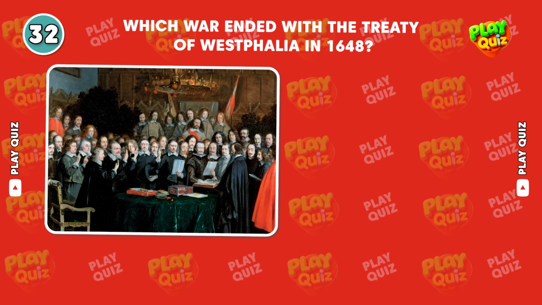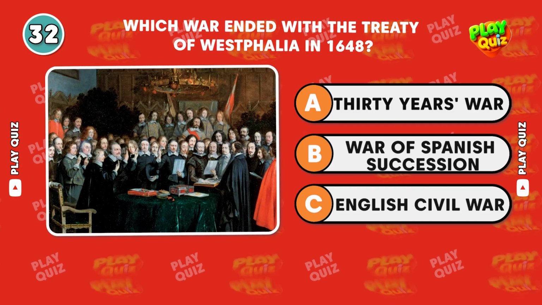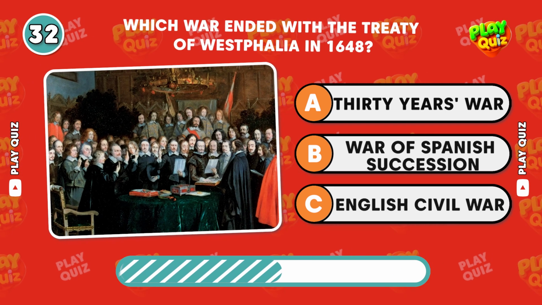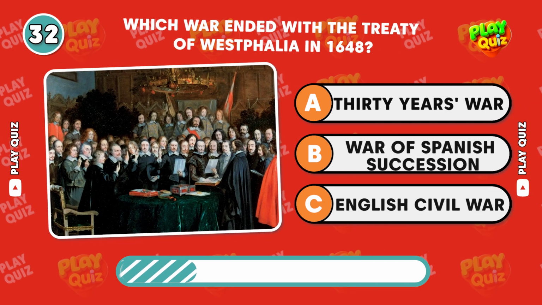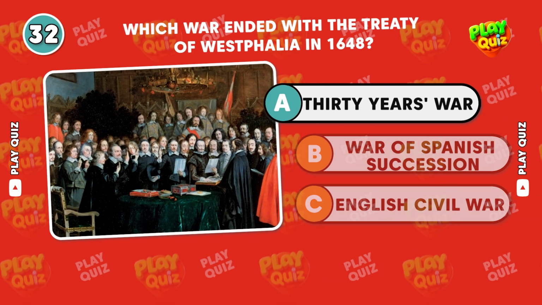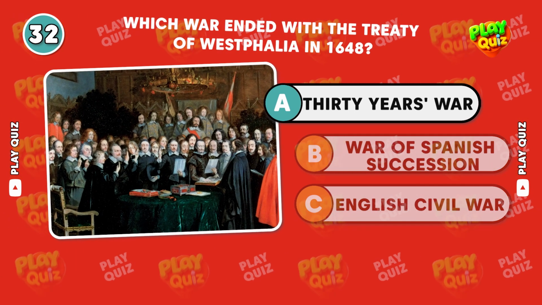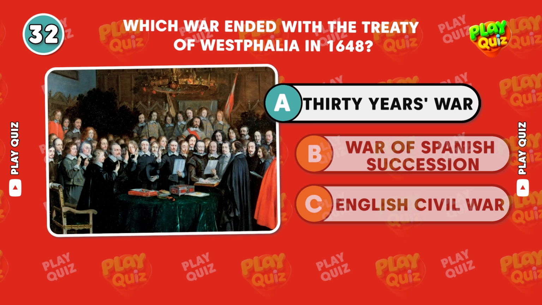32. Which war ended with the Treaty of Westphalia in 1648? Correct answer, 30 Years' War. The Treaty of Westphalia marked the end of religious wars in Europe and established the concept of state sovereignty.